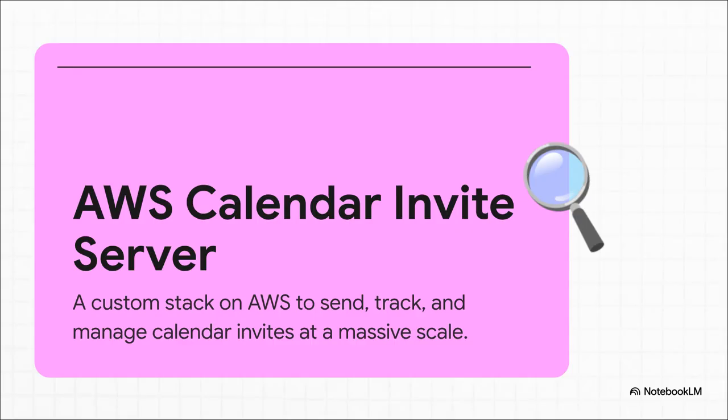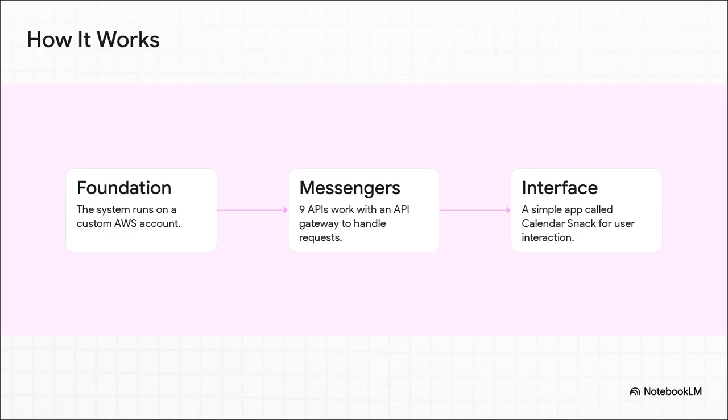It's called the AWS Calendar Invite Server. And really, you can think of it like this super specialized engine that's built on Amazon's cloud. Its entire reason for existing is to create, send, and, this is the important part, manage calendar invites on a scale that is just mind-boggling.